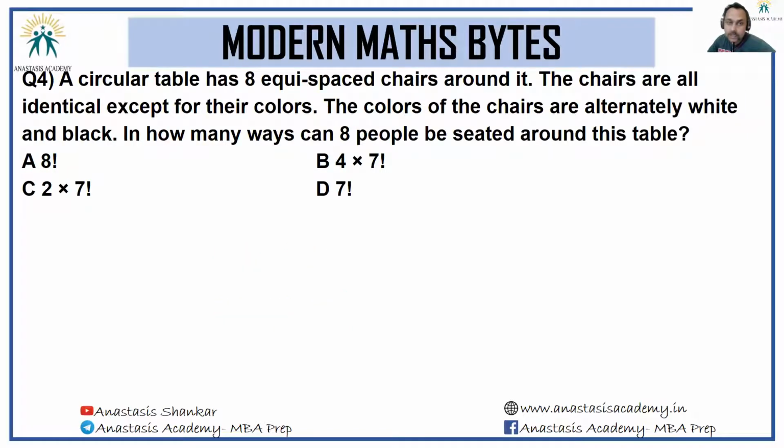Next, a circular table has 8 equispaced chairs around it. The chairs are all identical except for their colors. The colors of the chairs are alternately white and black. In how many ways can 8 people be seated around this table?